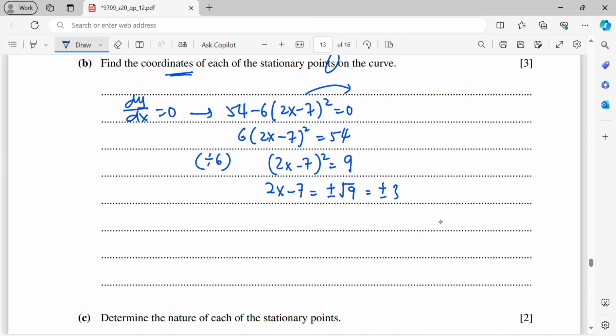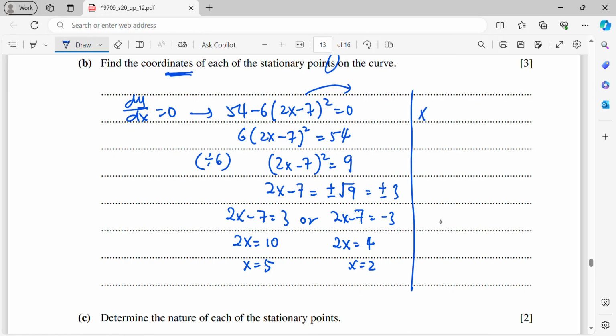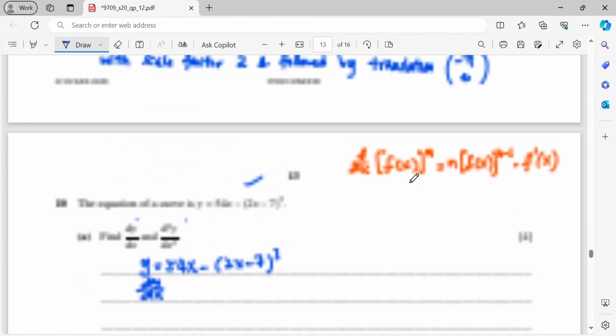So now 2x minus 7 equals 3, or 2x minus 7 equals minus 3. So now my 2x equals 10, hence my x is 5. And the other one, 2x equals 4, my x equals 2. But now the question is asking for coordinates, which means when x equals 5, I need to substitute back into my y to get the y coordinate.